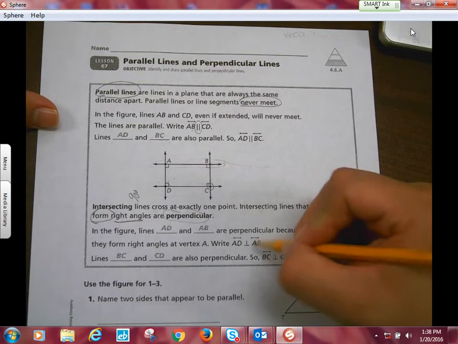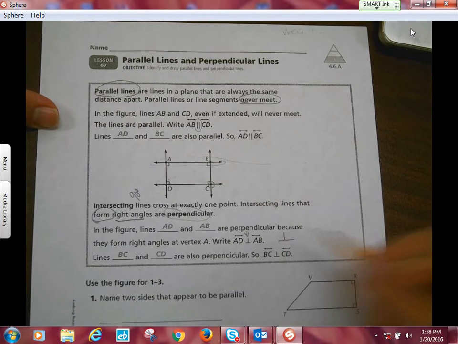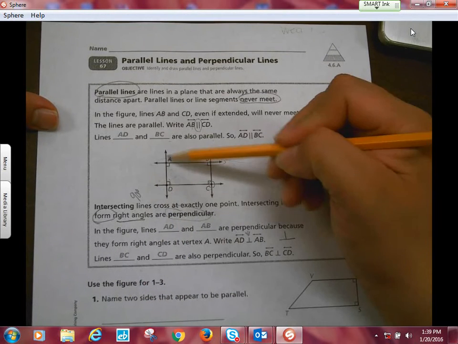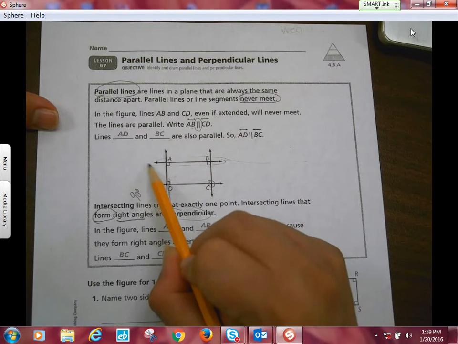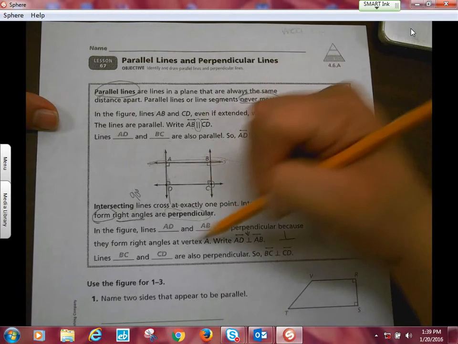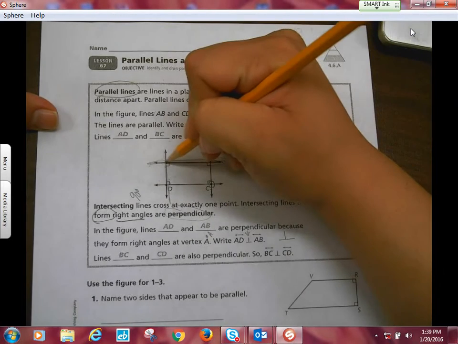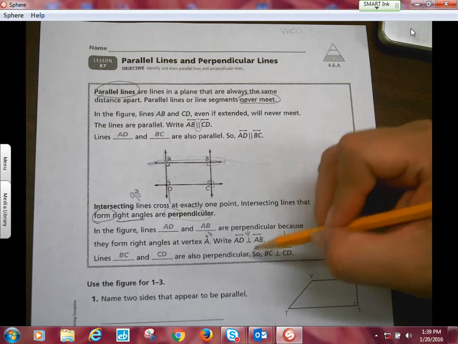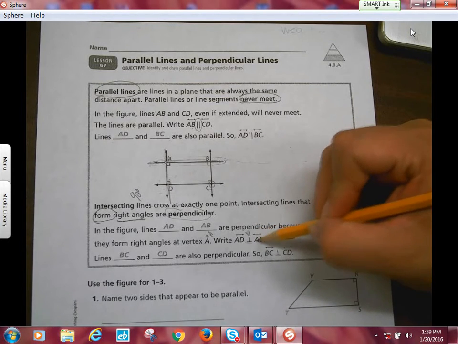Look at the symbol for the word perpendicular. It is like an upside down looking T. They're perpendicular. So you would read that lines AD and AB are perpendicular because they form right angles at vertex A. Vertex A is the point A. Point A, there we have our 90 degrees. And how would we write it? We would write it as AD is perpendicular to line AB.